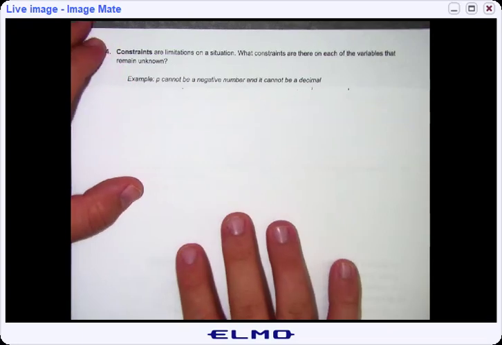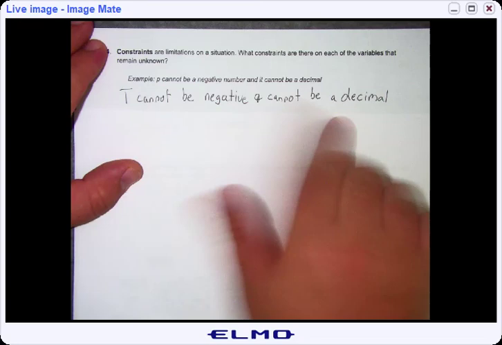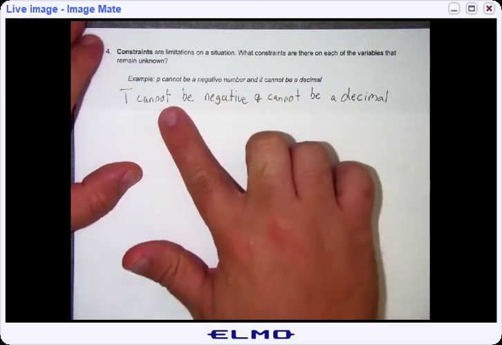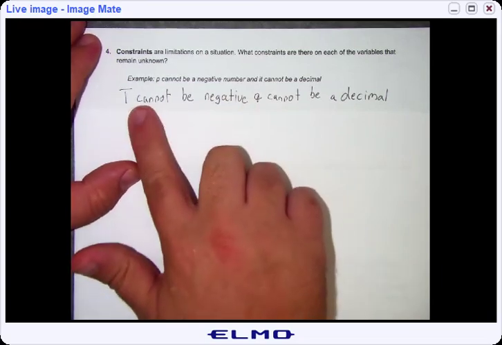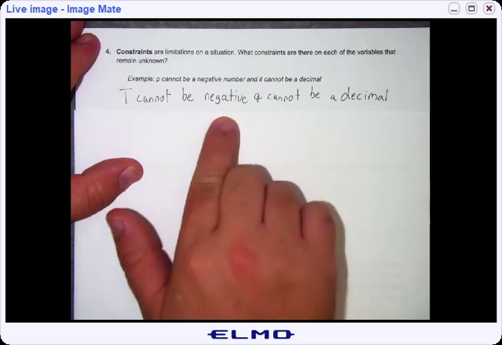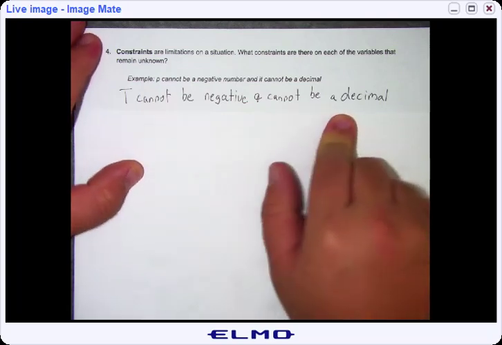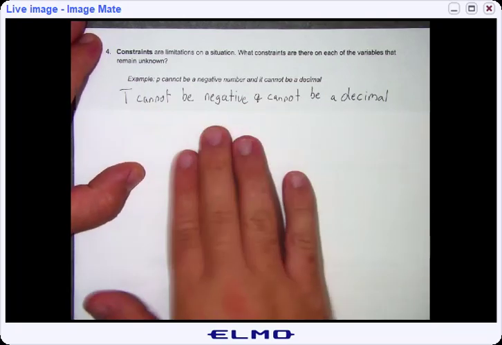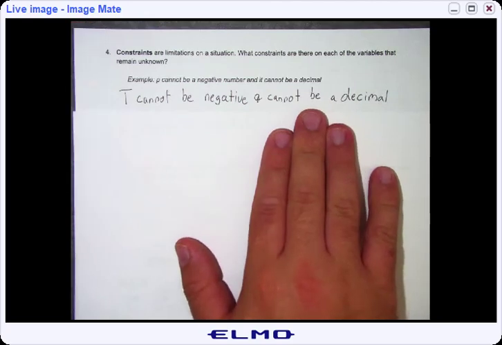I came up with a constraint. I said that T cannot be negative and cannot be a decimal, right? So it's the same thing as up here. If I order pizzas, the total number of pizzas, remember, is T. I can't order a negative amount of pizzas, and I cannot order a decimal amount of pizzas. If I call up Little Caesars, they are only going to give me a whole pizza, so I can't tell them to give me 3.8 pizzas.